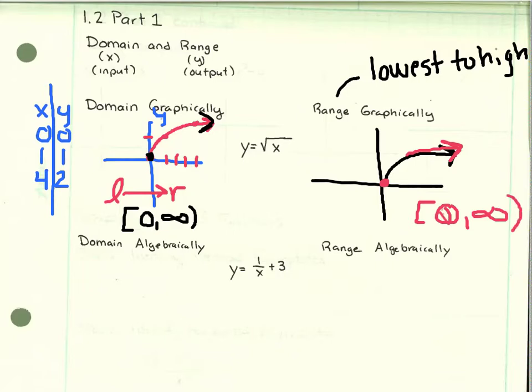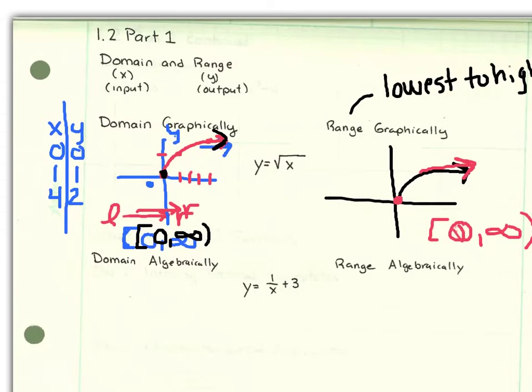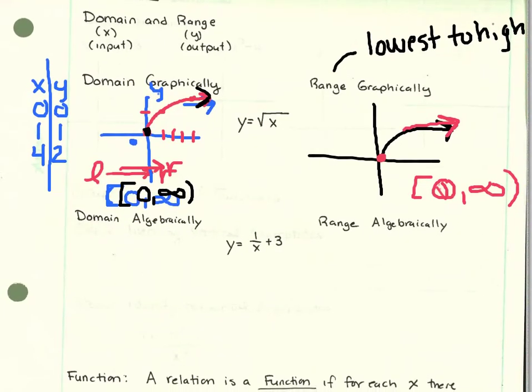Now you can also find the domain and range algebraically. To find the domain algebraically, you're really just looking for things that you can't have. Like in this example, you can't have x equal to 0 because you can't have 0 on the bottom of a fraction. So this domain would have no values of x at 0. And if you were looking at that in interval notation, it would be from negative infinity to 0, union 0 to infinity.